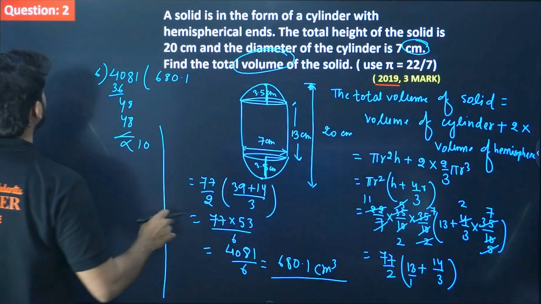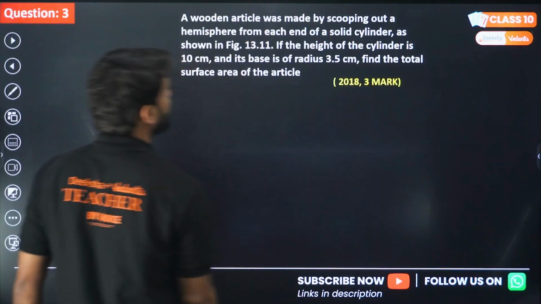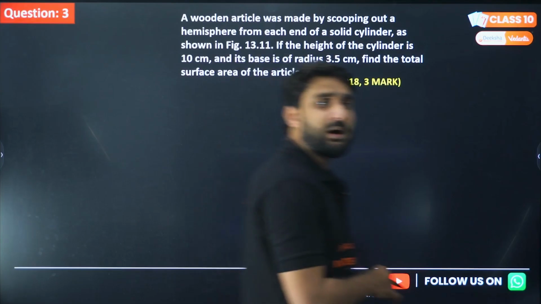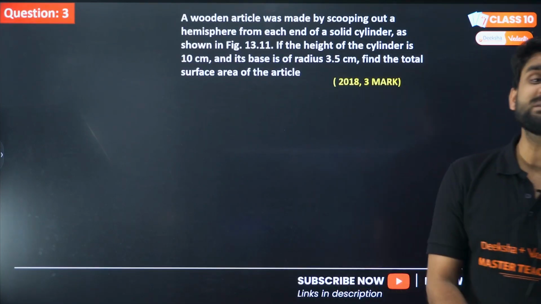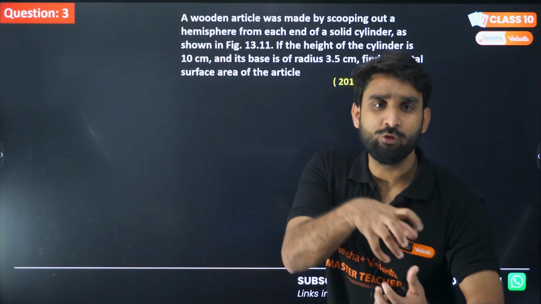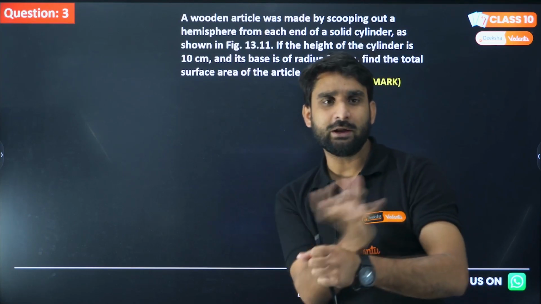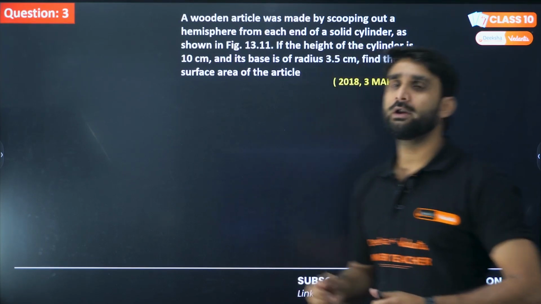Let's move to the next question. Question number 3. A wooden article was made by scooping. Scooping means to remove some part from any solid, to cut out some part from any solid, right?